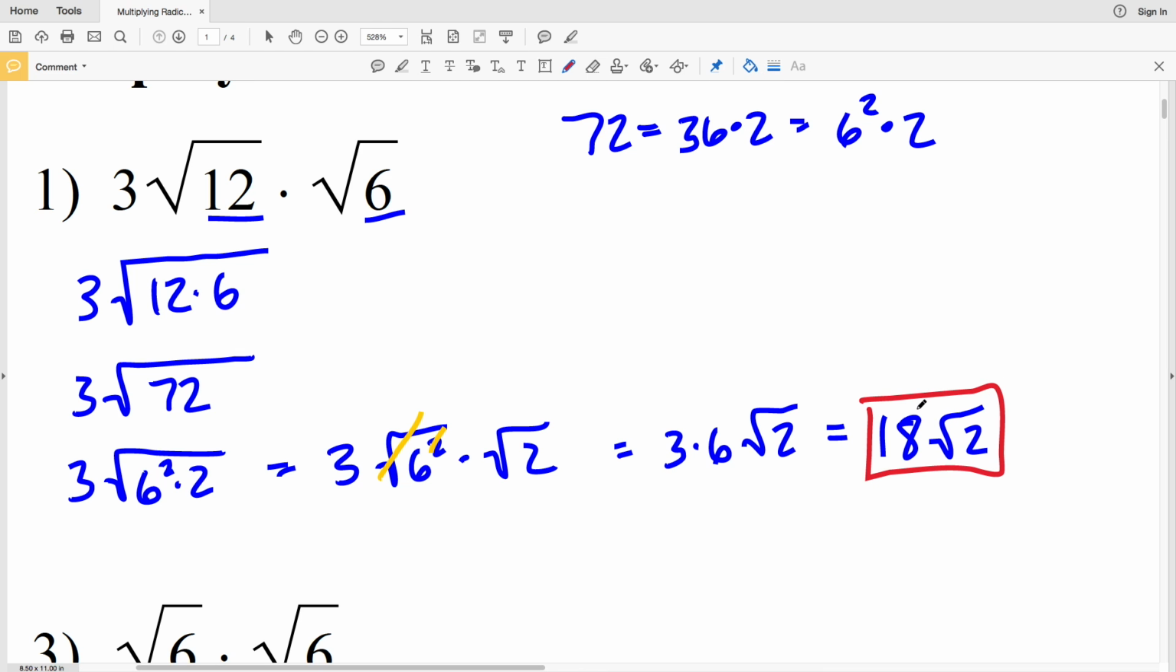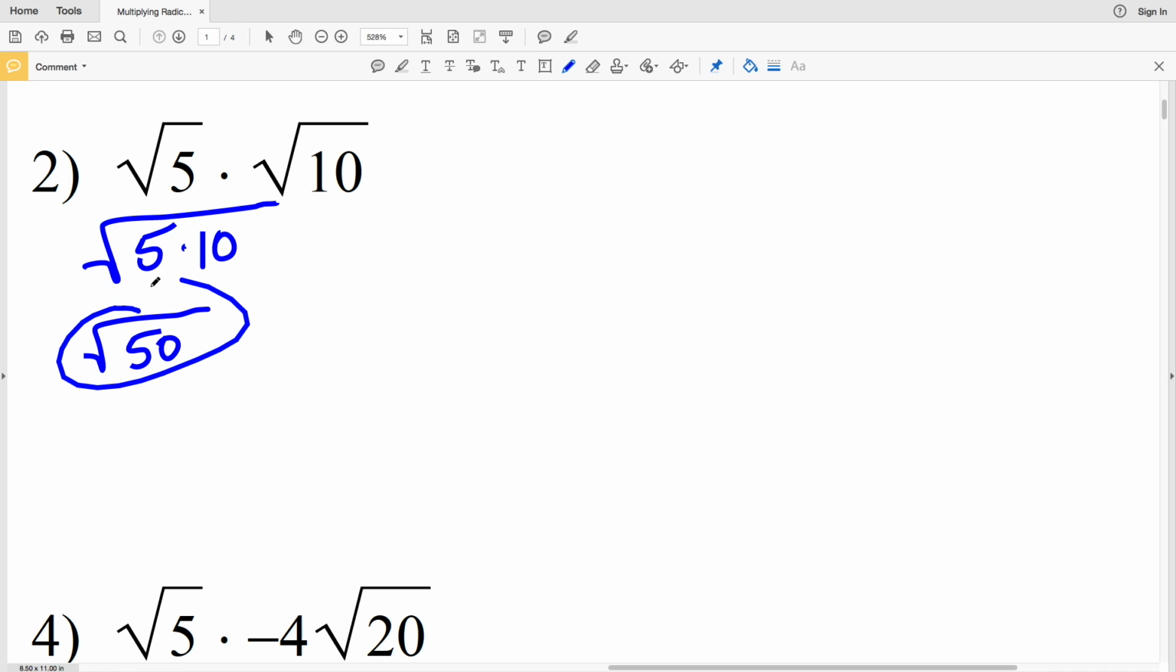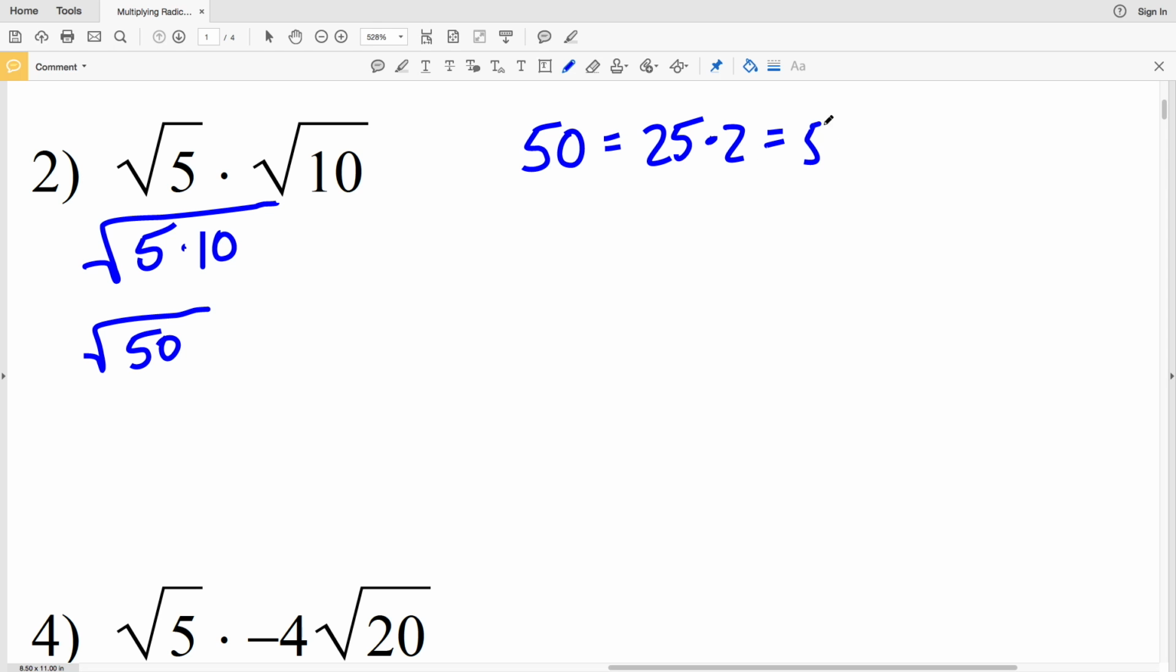Let's continue on to number 2. In number 2, I have the square root of 5 times the square root of 10. So I'll write this as the square root of 5 times 10 because they're both within a radical, therefore I can multiply them together within a common radical or within the same radical. So I'll have the square root of 50 since 5 times 10 is 50, and then I can simplify the square root of 50 because the largest perfect square that goes into 50 is 25. And that's 25 times 2, and 25 we know is 5 squared. So 5 squared times 2 equals 50.